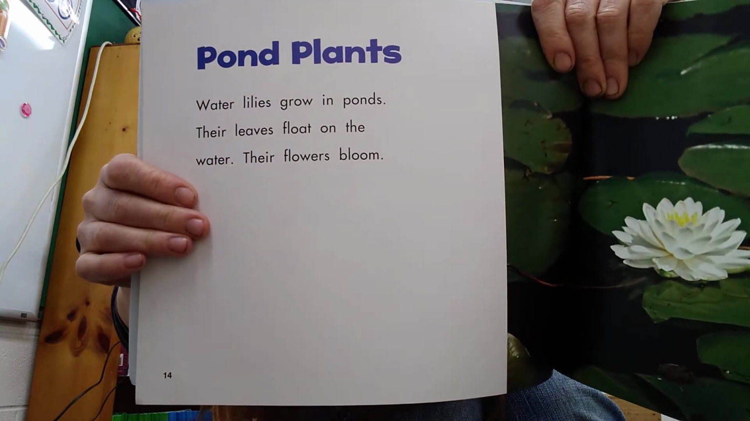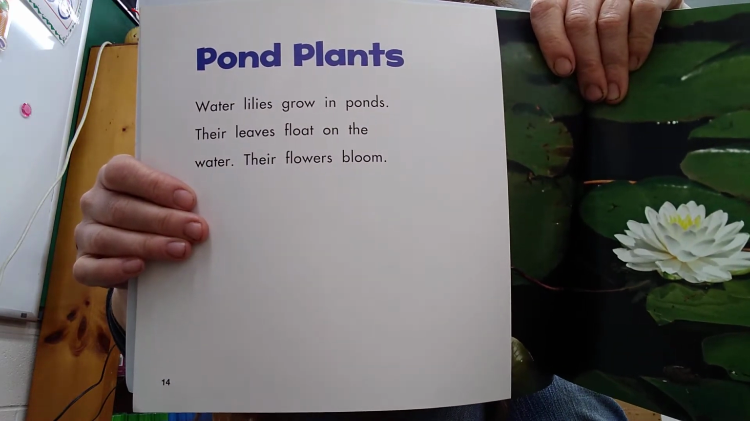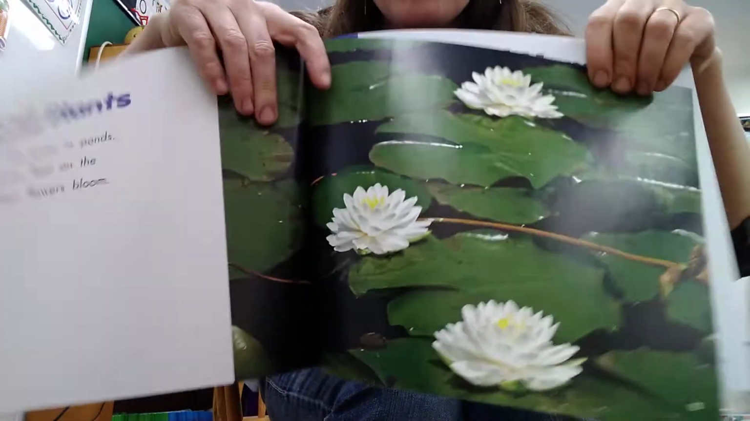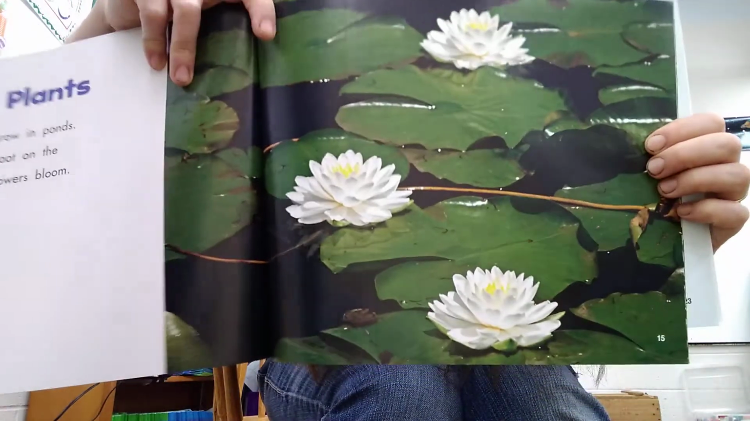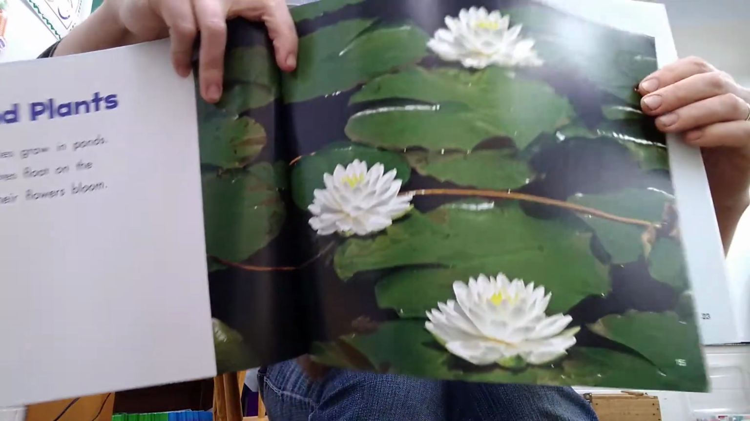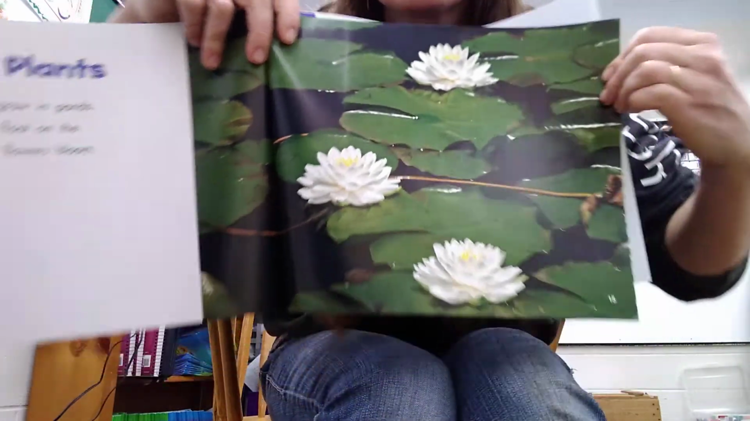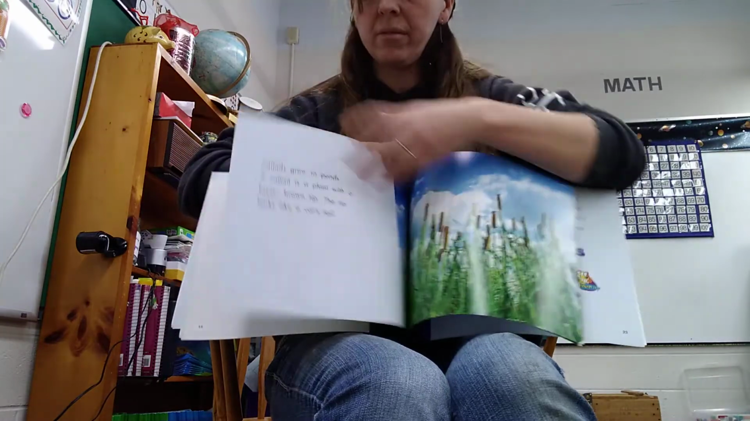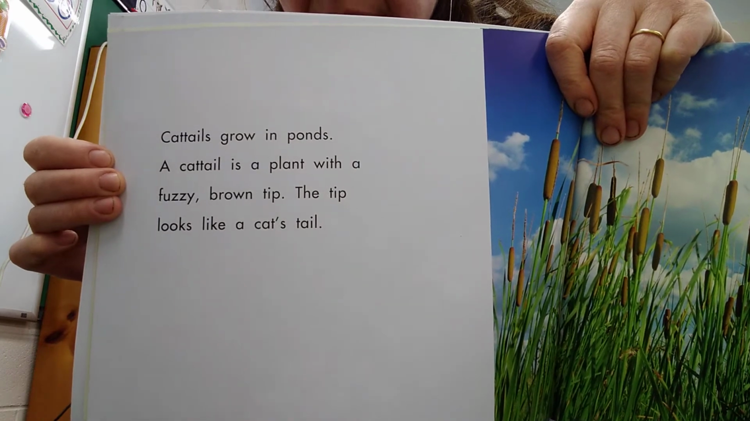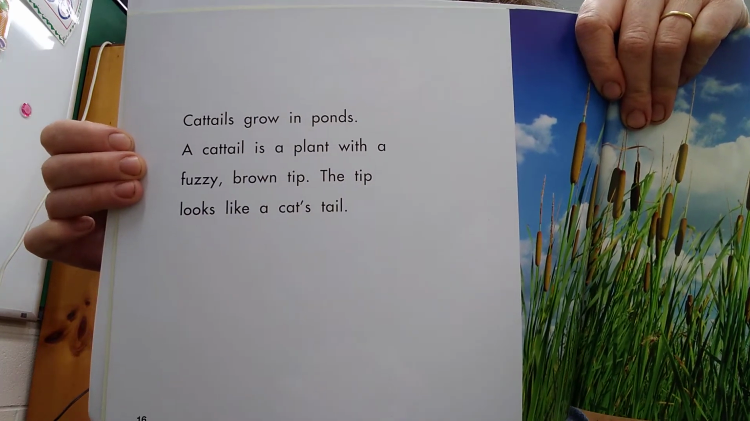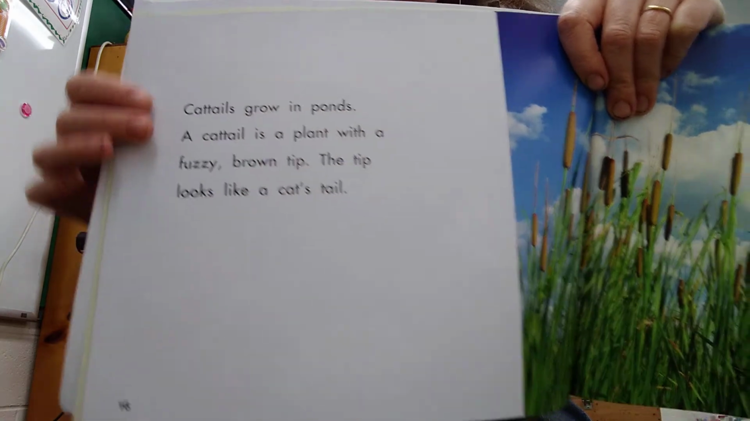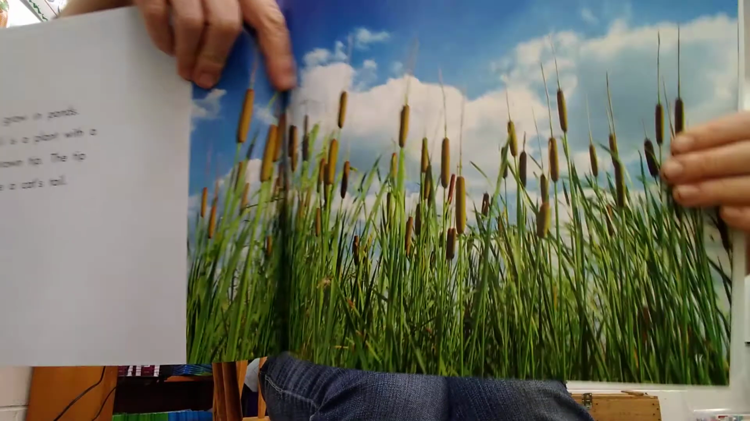Water lilies grow in ponds. Their leaves float on the water. Their flowers bloom. And there are the water lilies. The lilies are the flowers that grow above the lily pads. The lily pads are the leaves that float on the water. I drew lily pads in my picture. Cattails grow in ponds. A cattail is a plant with a fuzzy brown tip. The tip looks like a cat's tail. And these are the cattails.